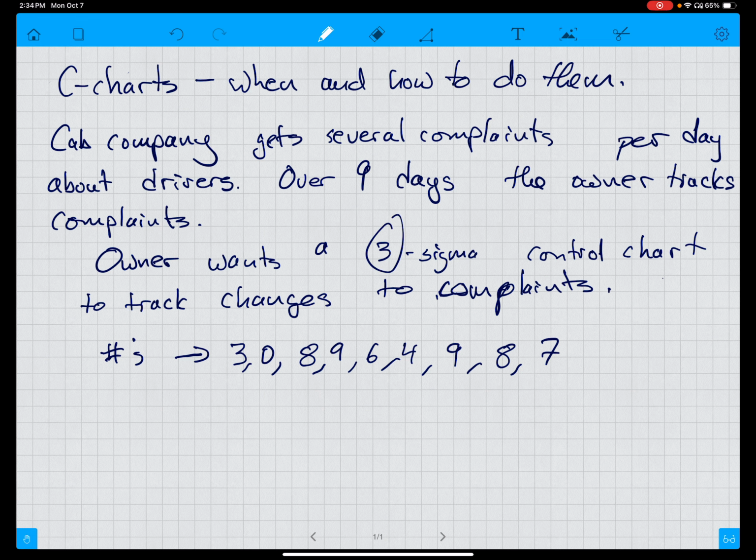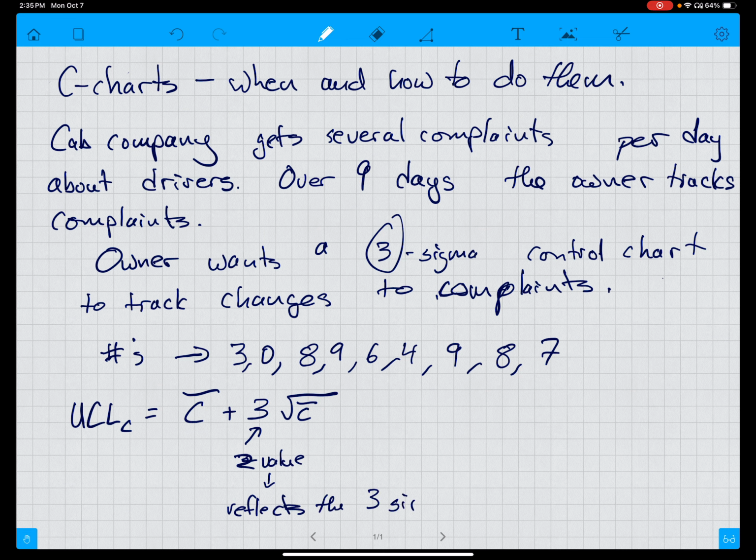3 sigma means the upper control limit for C is equal to C bar plus 3 times the square root of C bar. This 3 is the Z value and reflects the 3 sigma.